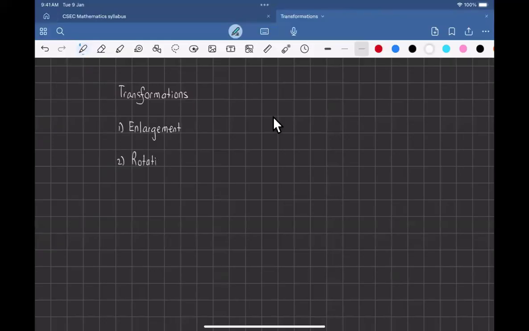Bryce, a transformation is something you could do with a shape, other than making a shape bigger or rotating it. A transformation is something you do to a shape. You could make a shape bigger. You could rotate a shape. What else could you do to a shape?